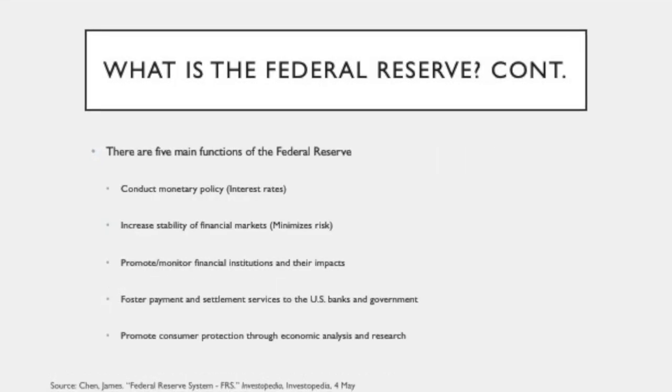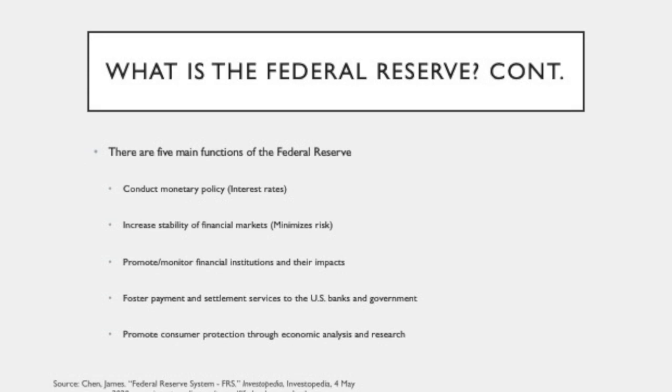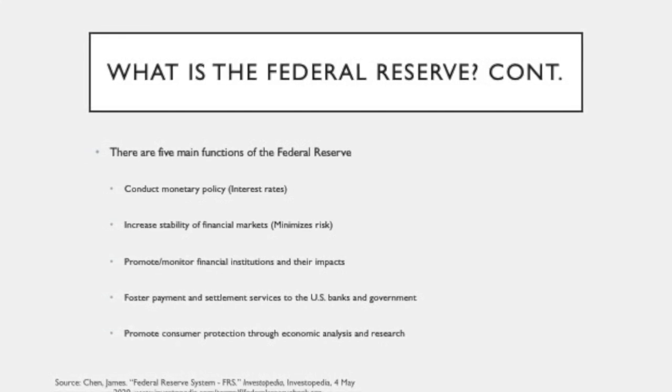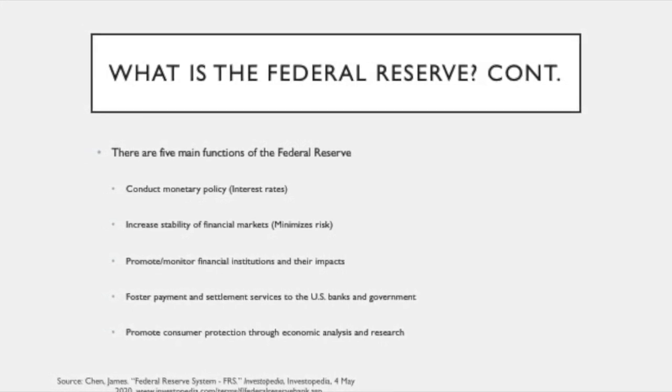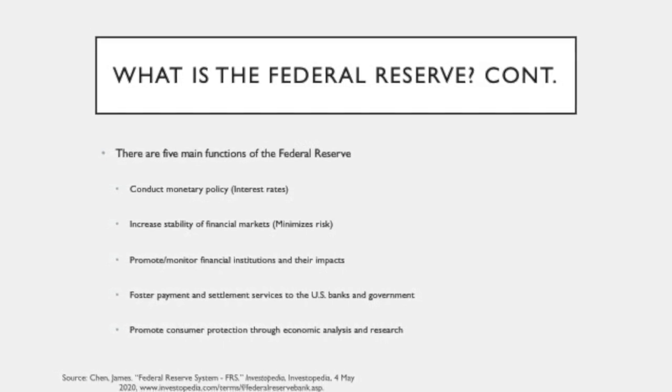So, what does the Federal Reserve do? What's the purpose of the central bank? Well, there are five main functions of the Federal Reserve. The first is to conduct monetary policy. They do this by printing money or buying government bonds or other kinds of credit.